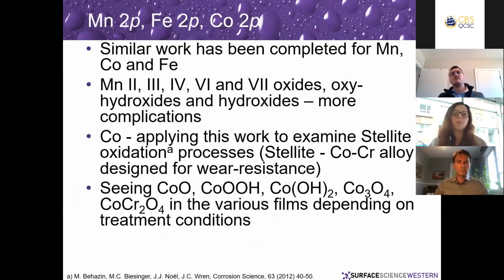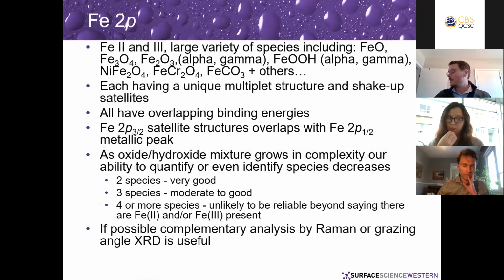So we've done similar work for things like manganese, cobalt, iron. With manganese, you have manganese 2, 3, 4, 6, 7 oxides, oxyhydroxides, hydroxides, so you get more complications. With cobalt, again, a wide variety of species are possible, and you've got to take that all into account. Iron is the worst, in my opinion.